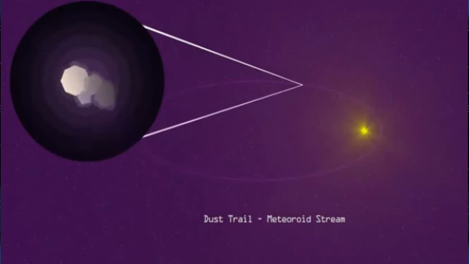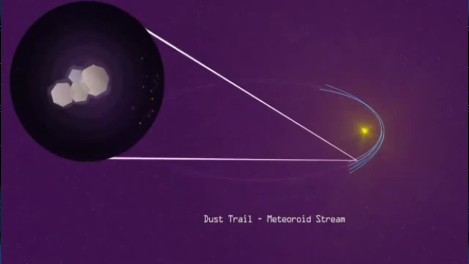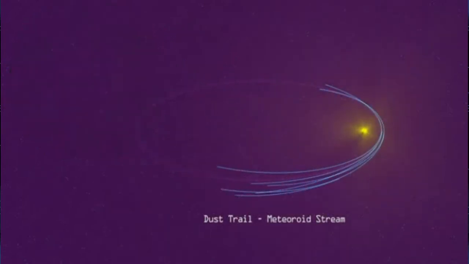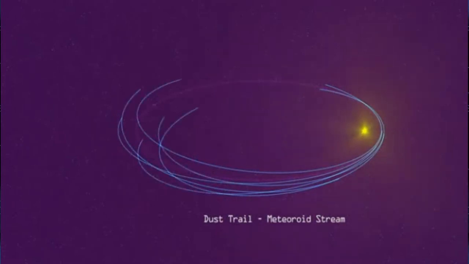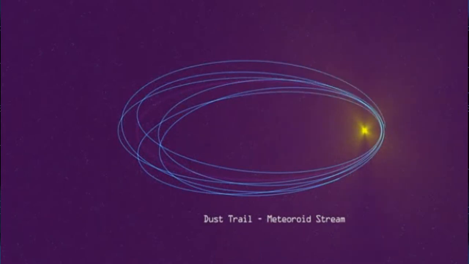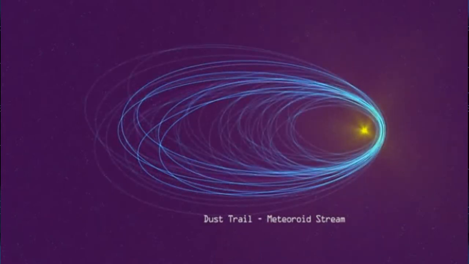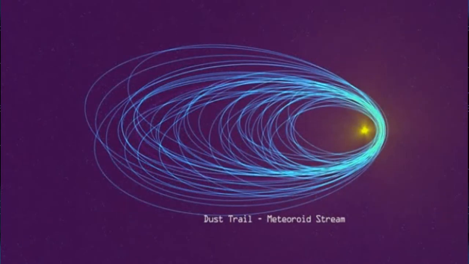The larger particles ejected from the comet continue in roughly the same orbit. This is called the dust trail, or meteoroid stream. After making multiple passes into the sun, completing the same orbit again and again and again, the comet has ejected enough space dust to form a complete meteoroid stream. This debris fills the orbit of the comet.